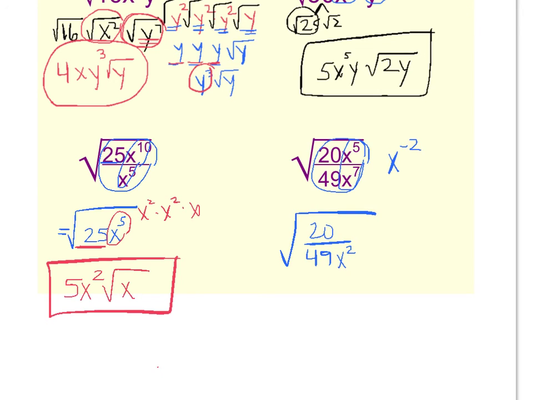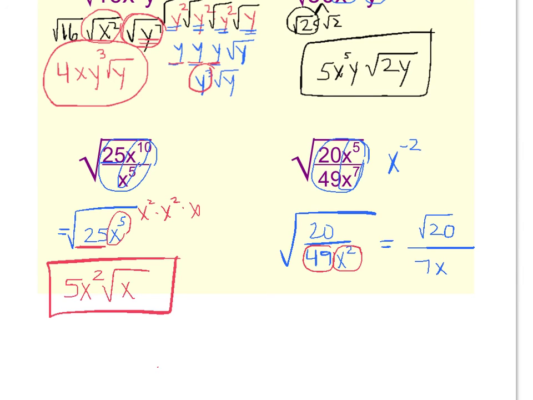Alright, we are taking the square root of this whole thing. So we'll go through and square root each part. We have the square root of 20, which we don't know, but we can reduce in a minute. Over, when we square root 49, we know the square root of 49 is just a 7. And then we're going to square root the x squared. Well, remember, the square root of x squared is x. So we have the square root of 20 over 7x.